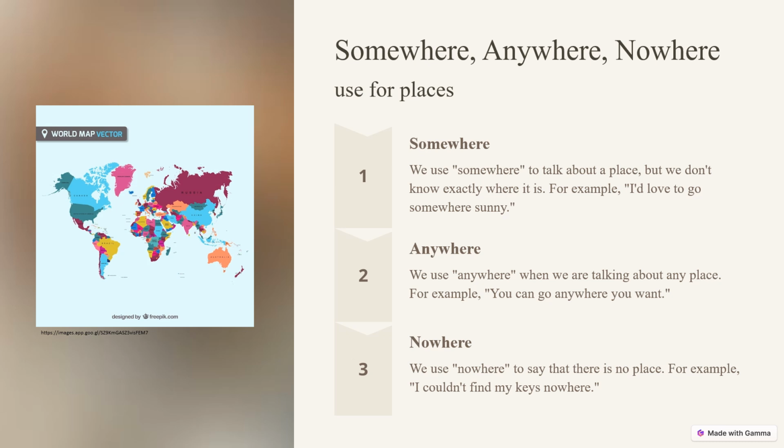We use anywhere when we are talking about any place. For example, you can go anywhere you want. We use nowhere to say that there is no place. For example, I couldn't find my keys nowhere.